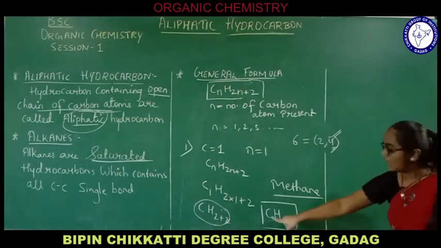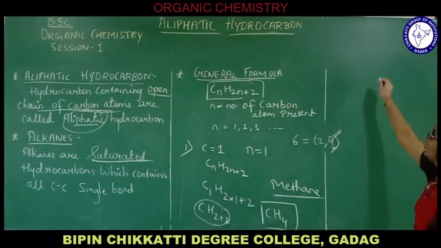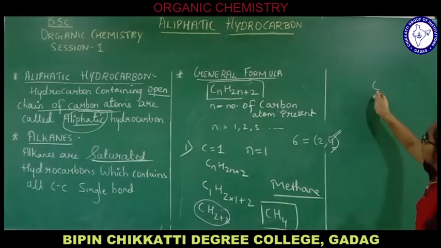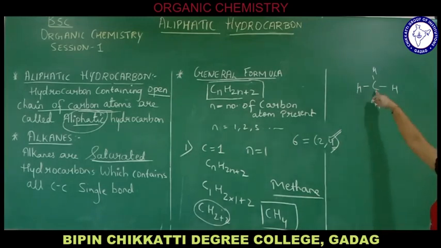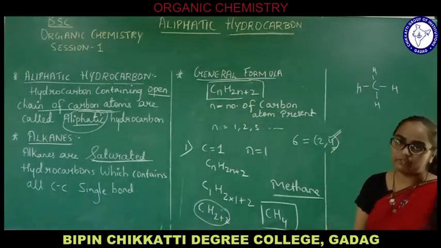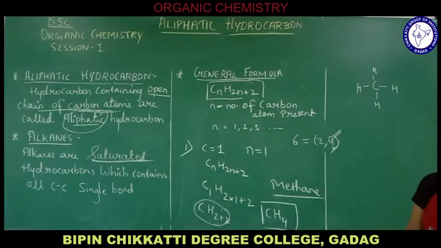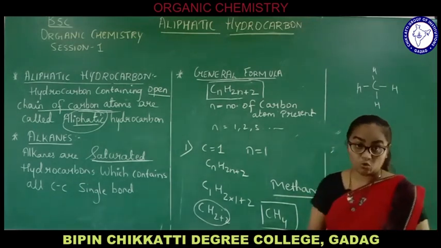So here only one carbon is there, and it becomes very simple for us to draw the structure for methane. The structure for methane will be one carbon in the middle and 4 hydrogen atoms present in the periphery. Central carbon atom, 4 hydrogen atoms in the periphery. This is the first member of the family called alkane with the formula CnH2n plus 2, which is called methane.